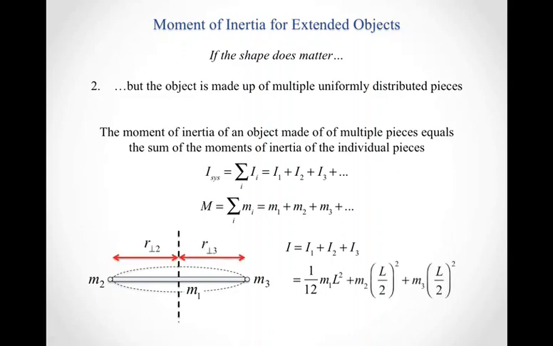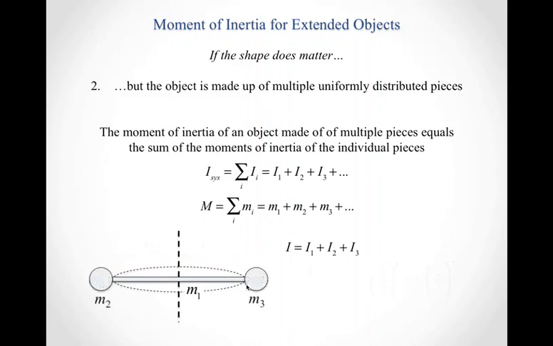For masses 2 and 3, which I'm treating as point particles, this perpendicular distance for both of them is half the length of the rod. So to calculate the moment of inertia of mass 2, that's going to be m2 times that perpendicular distance, which is half the length of the rod, squared, plus the moment of inertia of mass 3, which is mass 3 times, again, the perpendicular distance for mass 3, which again is half the length of the rod squared. All I've done is calculate the moment of inertia of the three pieces and then add them together to get the moment of inertia of your system.